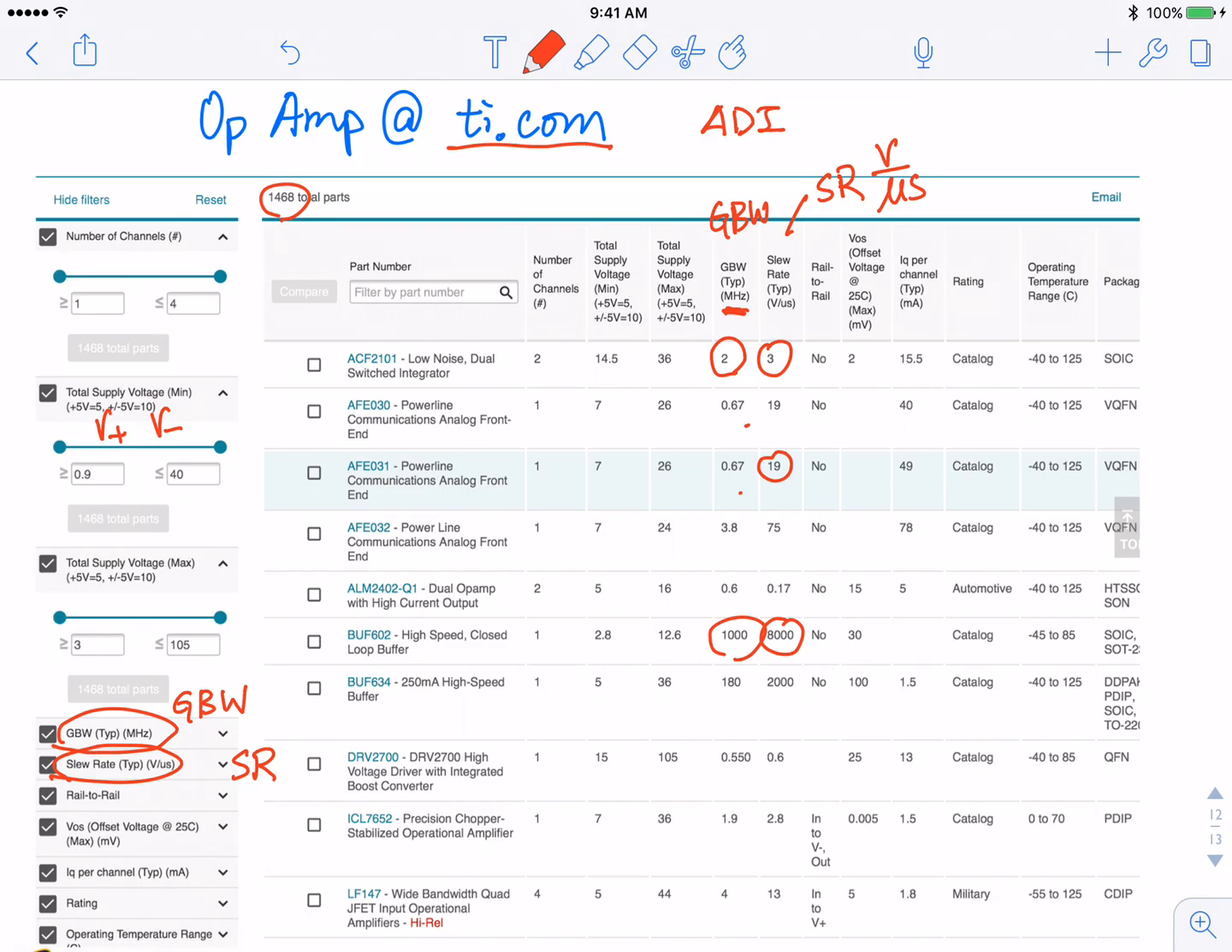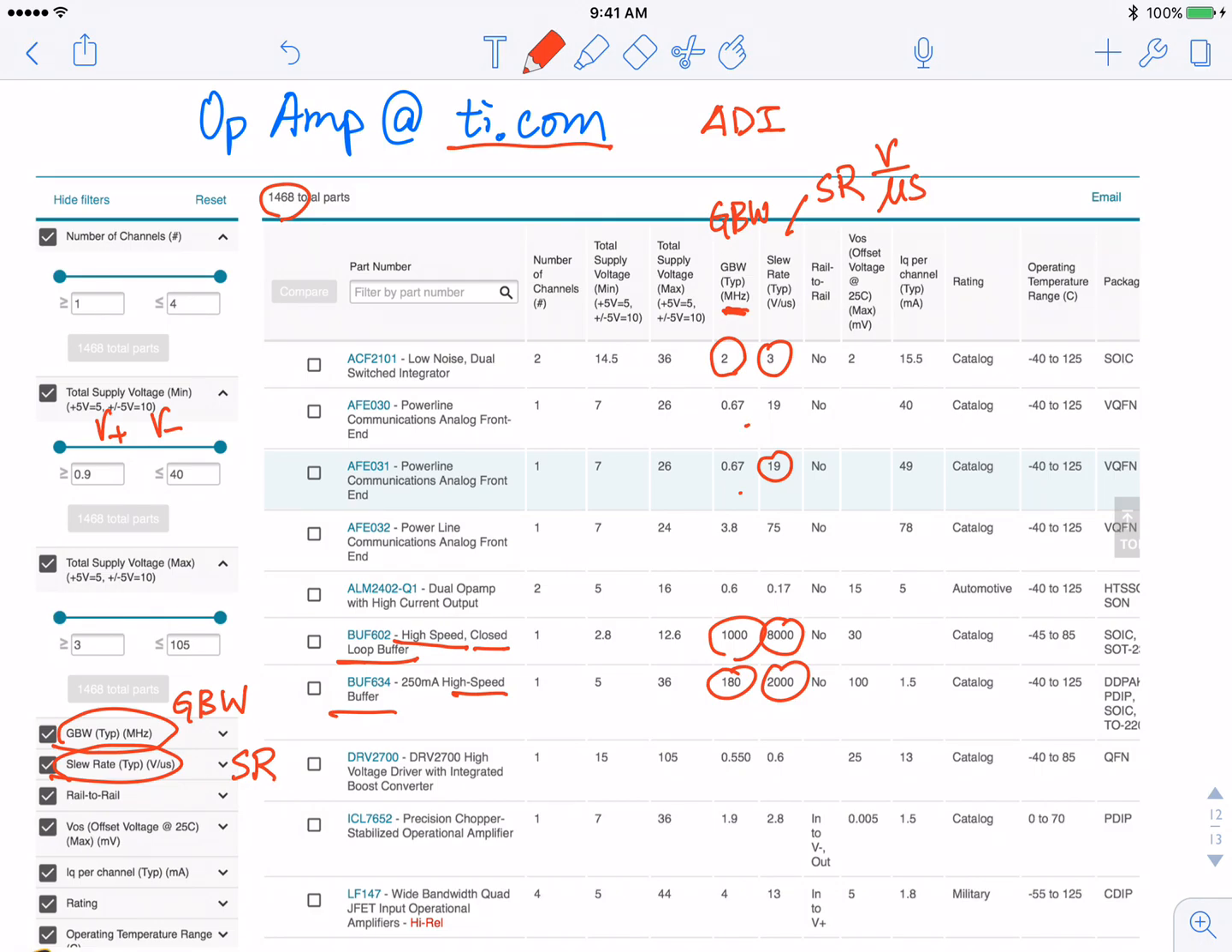So what is it called? High-speed buffer, closed-loop buffer, high-speed closed-loop buffer. The next one is also high-speed. This is a high-speed buffer, so the name suggests how you're going to use it. Slew rate is very important, but it's part of your choice of starting components. Once you choose it, you have a fixed gain bandwidth product to play with, and you are limited by whatever that op-amp's slew rate is.